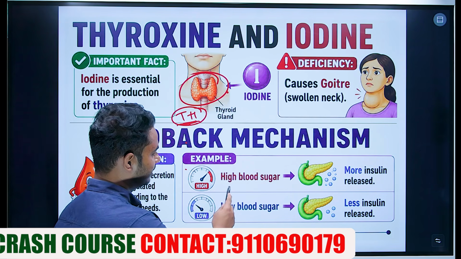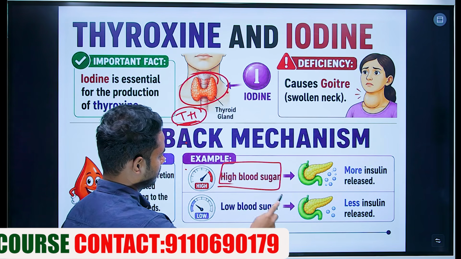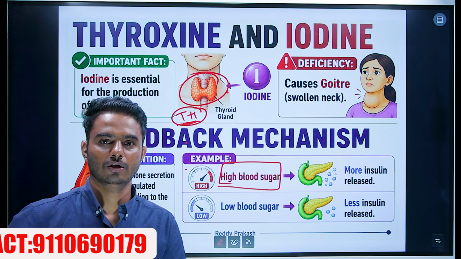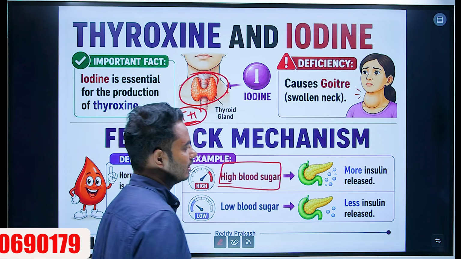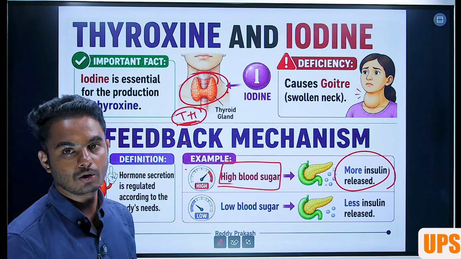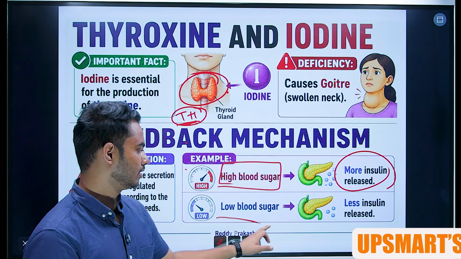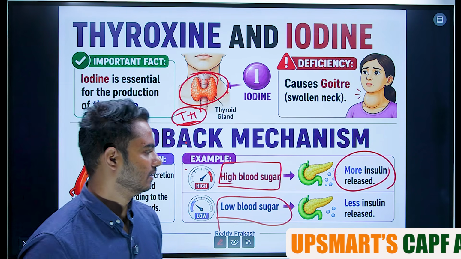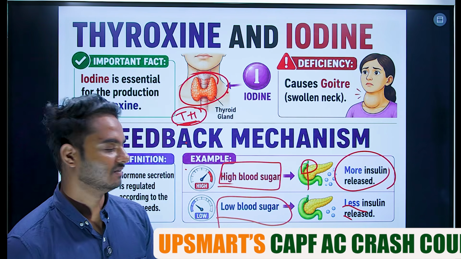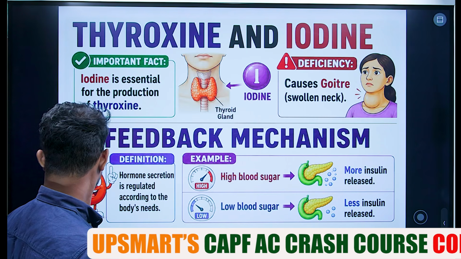insulin. When the sugar in the blood is high, the body will release more insulin to absorb, or consume, the sugar. When the sugar in the body is less, less insulin is released by the pancreas. This is the pancreas. Easy, right? Very easy.